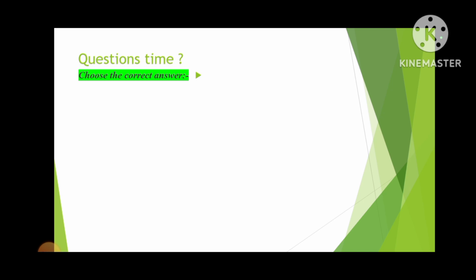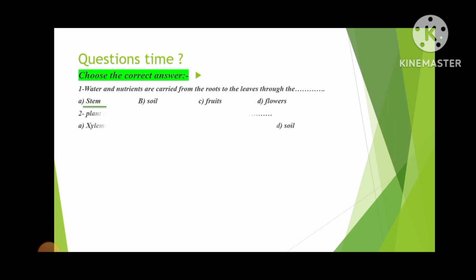Let's try to solve it together. At first, water and nutrients are carried from the roots to the leaves through what? Stop the video and think. Bravo. Stem. Number 2. Stop the video and think again. The plant transfers glucose from the leaf to the root by using what? Bravo. Phloem.